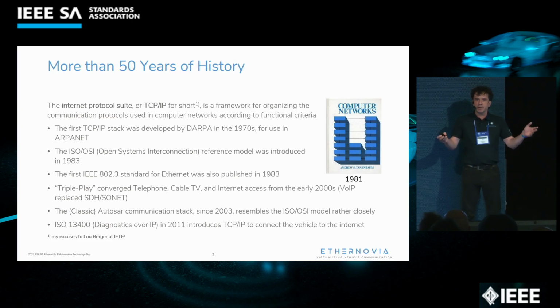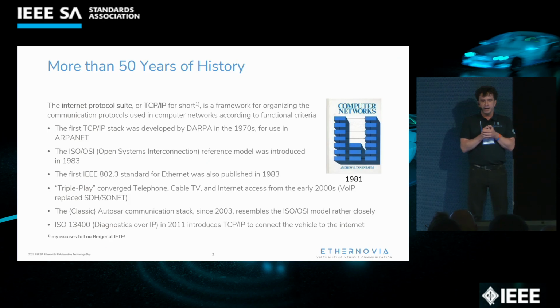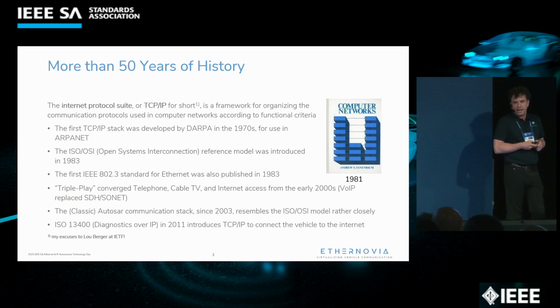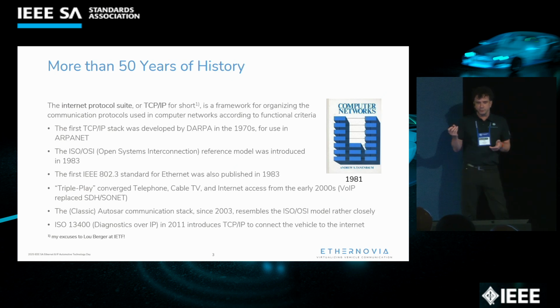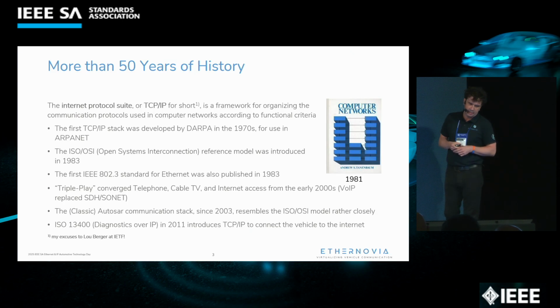Now, some of you might know the stories about the IMPs, the interface message processors in DARPA's ARPANET in the 1970s in order to actually create the start of the internet. The ISO OSI layer model is from the early 80s. 802.3, the Ethernet standards in IEEE are also from around that time zone.